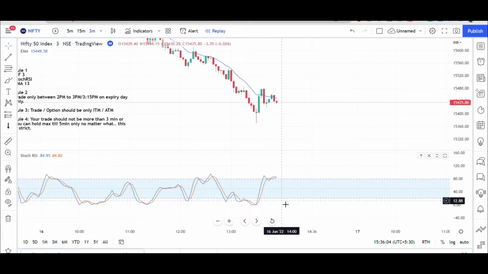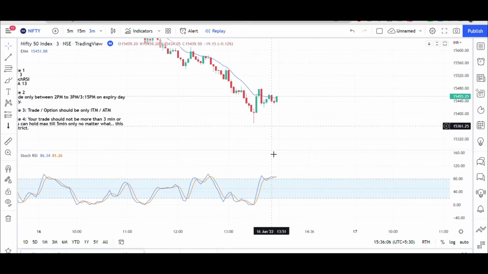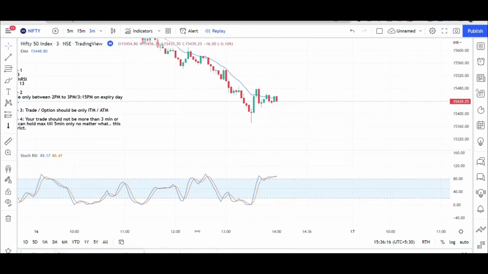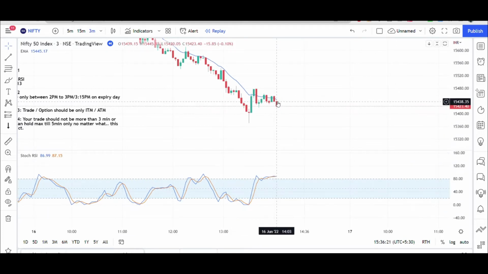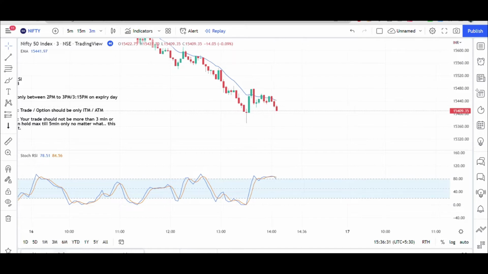And here, almost I think 2 p.m., we will get the signal. Still it is above 80, and still it is above the 13 exponential moving average. Still no signal, no. Yes, it faced the resistance. It tried to go up, it faced the resistance. Now we are getting ready, as soon as this goes down, to go into the put trade.